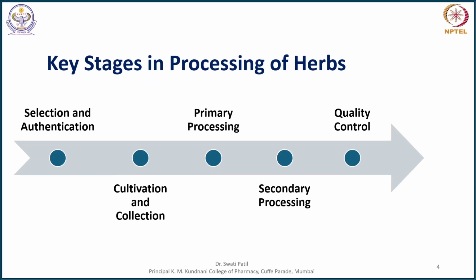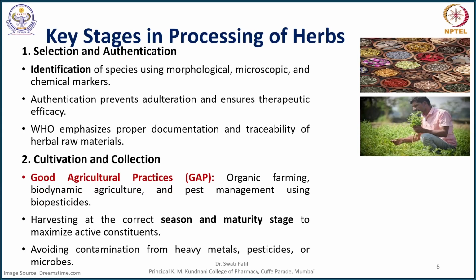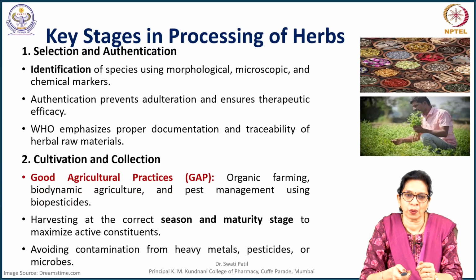The key stages in processing of herbs are selection and authentication, cultivation and collection, primary processing, secondary processing and quality control. So, these are the main stages which help the herbal raw material maintain quality before the final formulation is put in the market. Let us see these stages one by one.